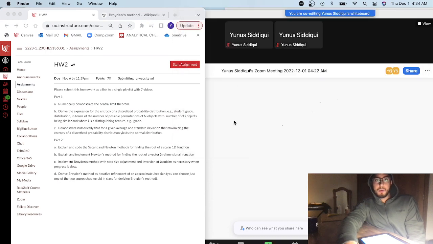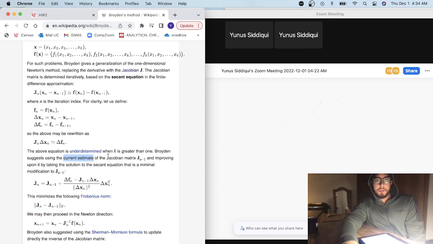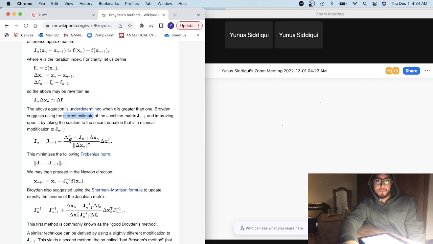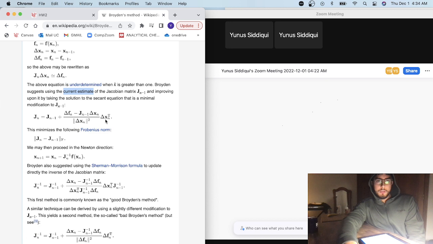Broyden's method is way more efficient. We're going to prove the concept of the above equation. We're going to prove that Broyden suggests the current estimate, the Jacobian matrix, the Jacobian of n-1, and proving it by taking the solution to the secant equation that has minimal modification. So the Jacobian of n equals the Jacobian of n-1 plus all of this.